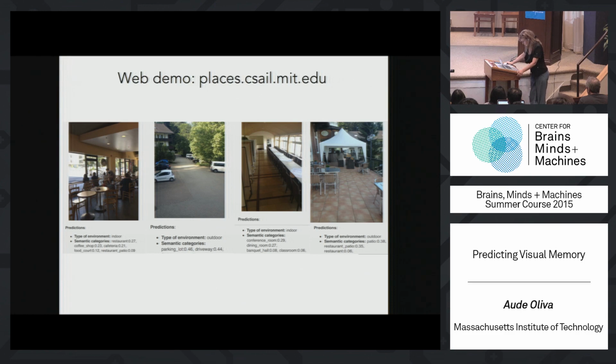The second one, parking lot and driveway. The third one, conference room, dining room, banquet hall, classroom. That was kind of a difficult one. And the fourth environment is patio, restaurant patio, or restaurant.